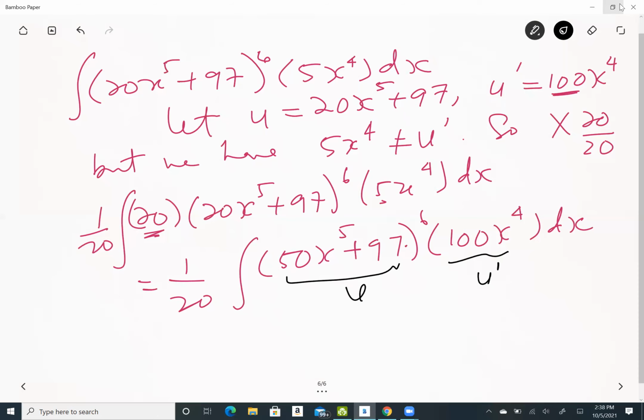Okay, what is the final answer? Anybody got it? Just tell me the final form. 20x^5 plus 97, bracket to the power of 6, divided by 140 plus c. Okay, I think that is not right. So anybody got it?